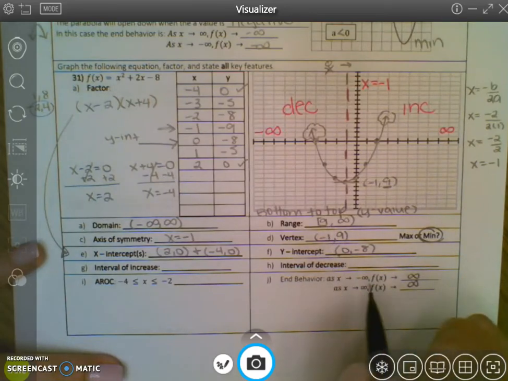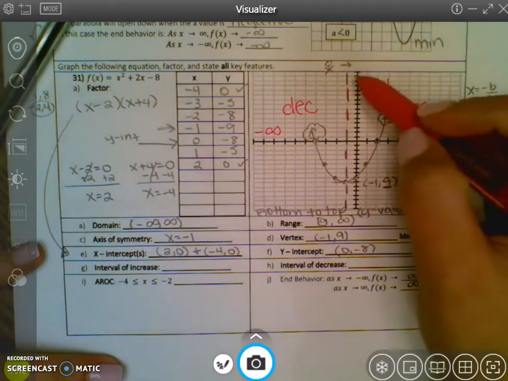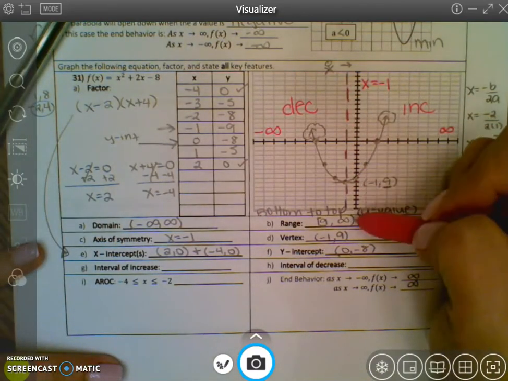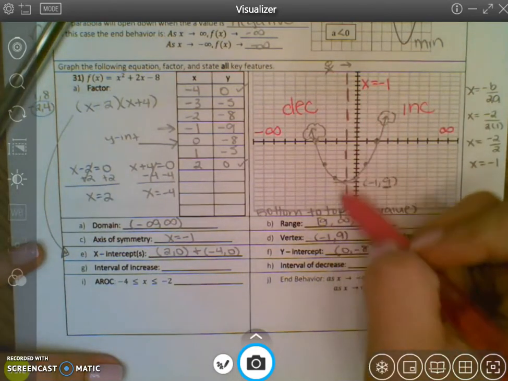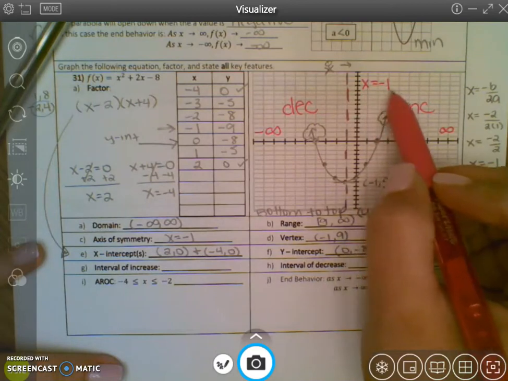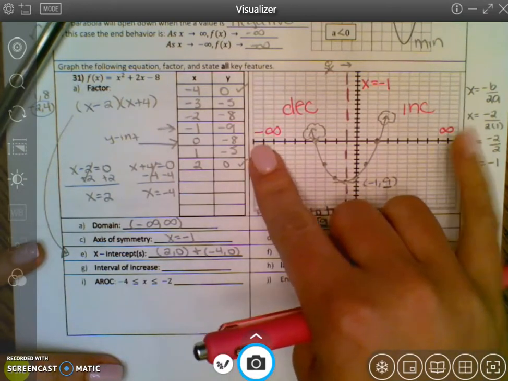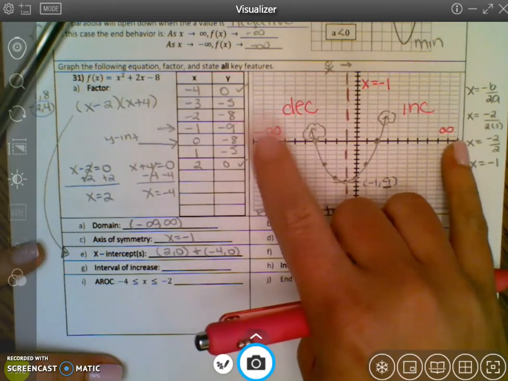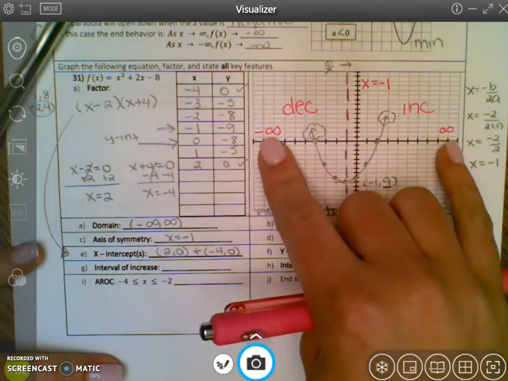Okay, the next thing I started to do was my interval of increase and decrease. I used my pink pen and I redrew my axis of symmetry, and I labeled it x equals -1 because I need this. The next thing I knew was the left side and the right side of my x-axis. The left side's always negative infinity and the right side's always infinity. So go ahead and label those.